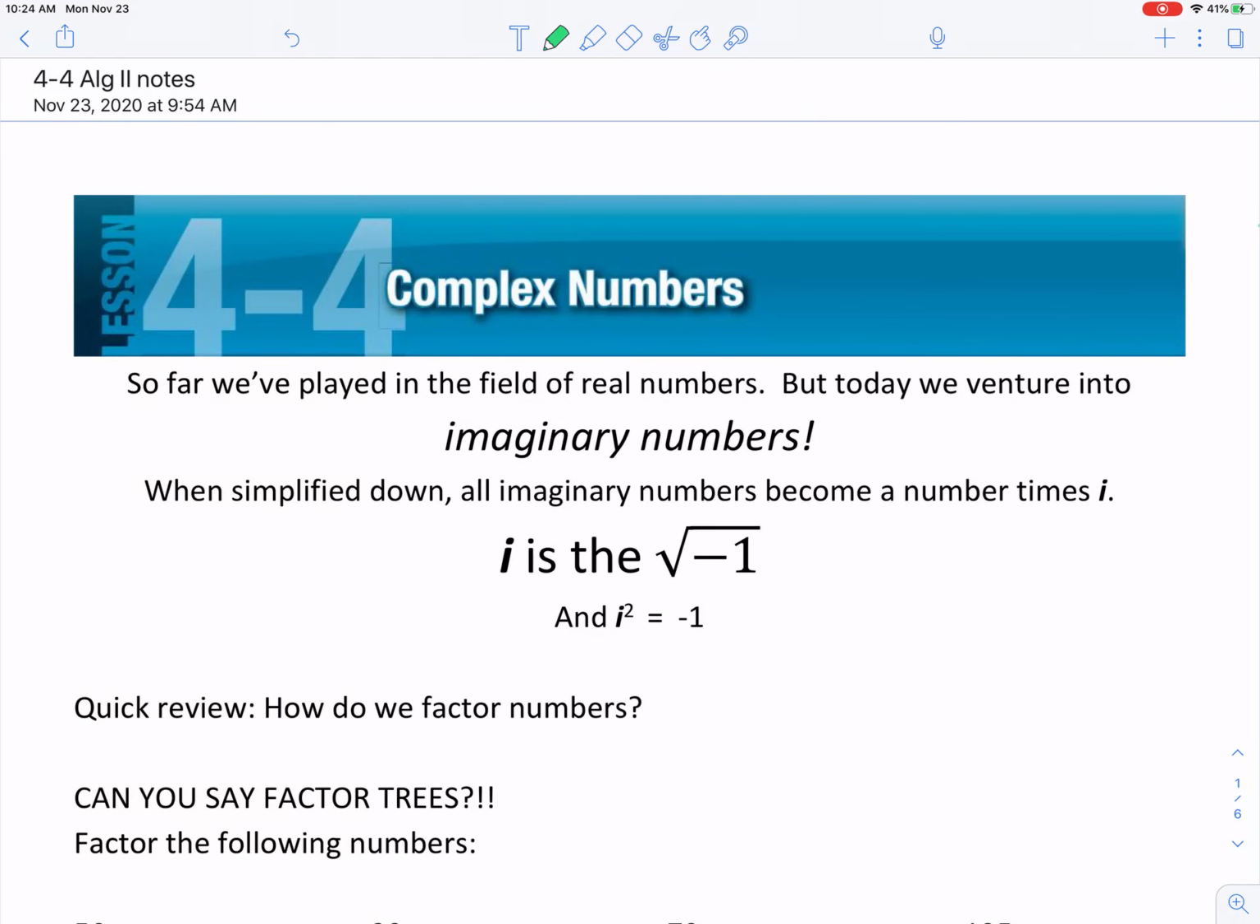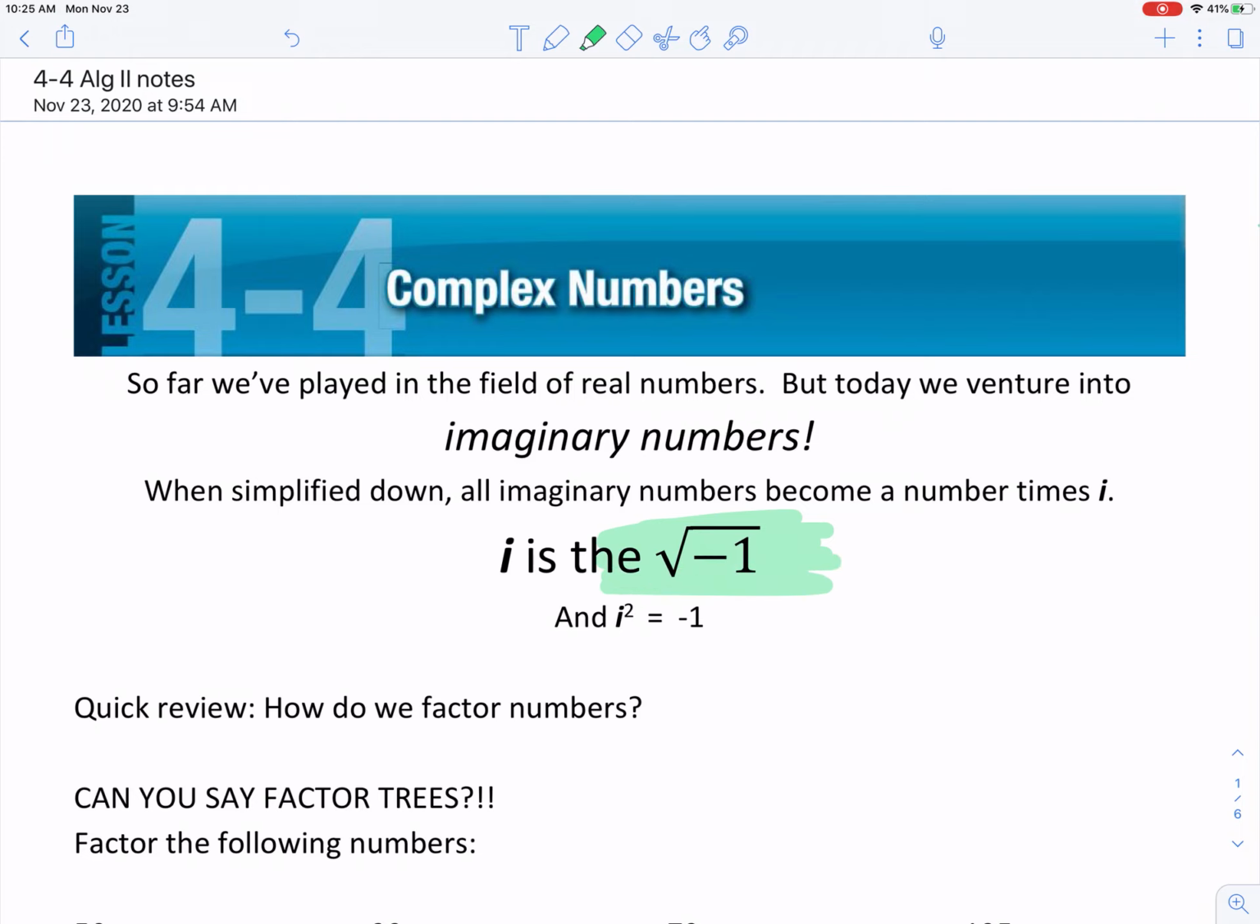Today we get to start doing some complex numbers. Complex numbers is going to be a combination of real numbers and imaginary numbers. So far, every single number we've ever messed with was a real number. If you remember when we categorized real numbers, integers, whole numbers, rationals, irrationals, all of them were real. Today we get to talk about imaginary numbers. And imaginary numbers happen when you try taking the square root of a negative number.